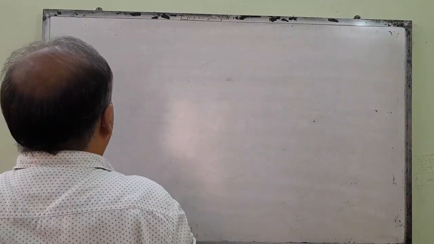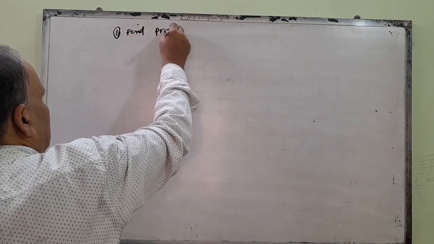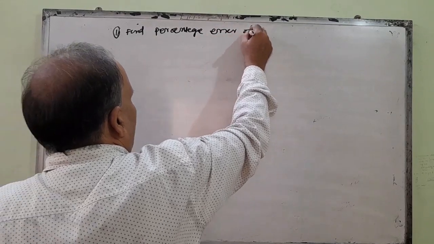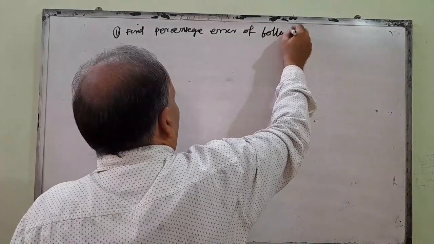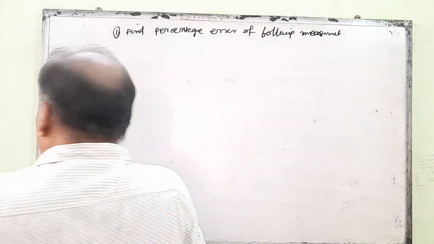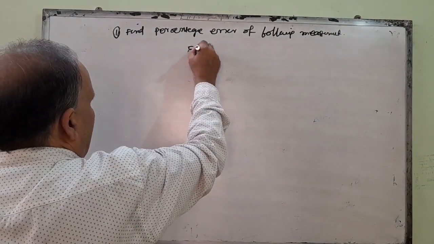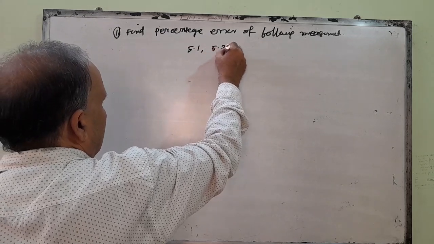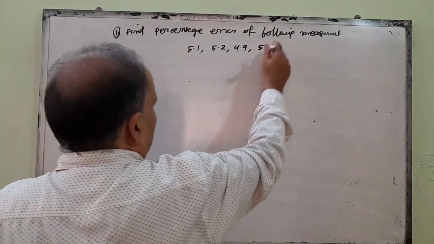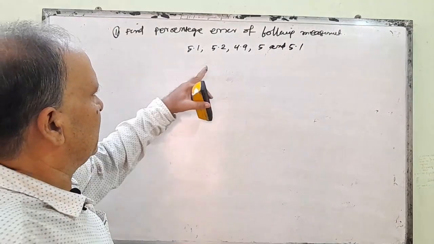Now, we do a problem. Find the percentage error of the following measurements, that is 5.1, 5.2, 4.9, 5 and 5.1. We find its percentage error.